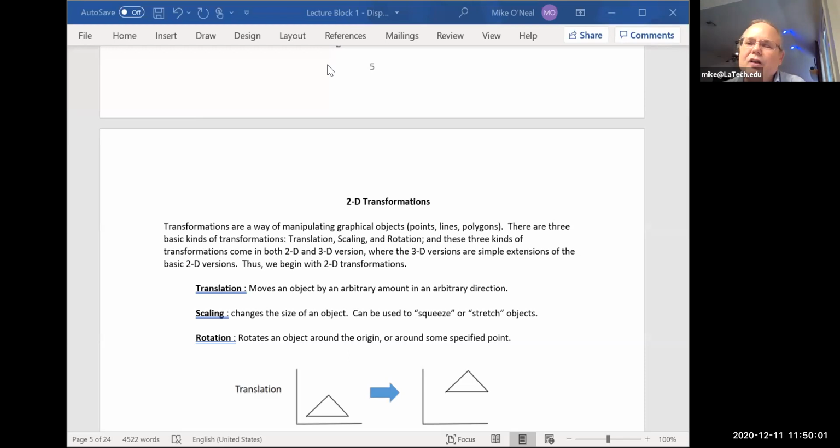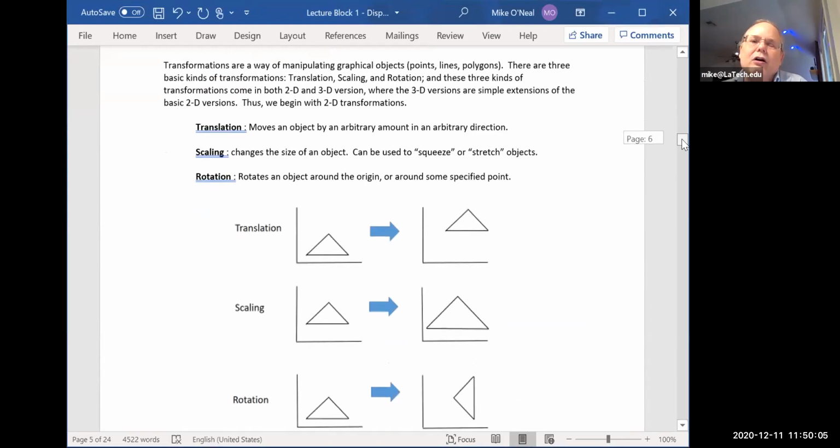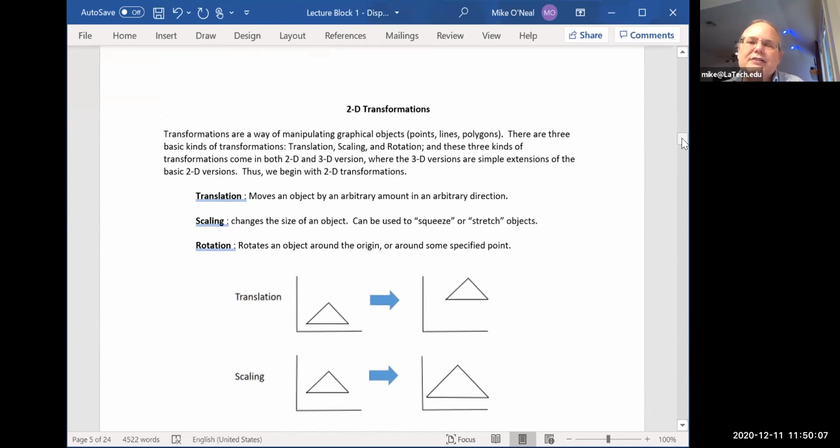So there are these things called transformations. There are 3 standard kinds of transformations: translation, scaling, and rotation. Most of what you can do to 3-dimensional objects gets down to translation, scaling, and rotation.